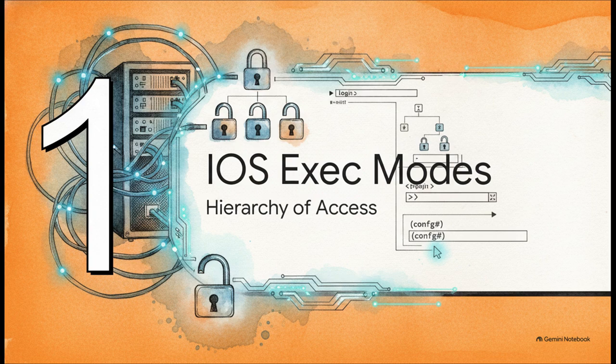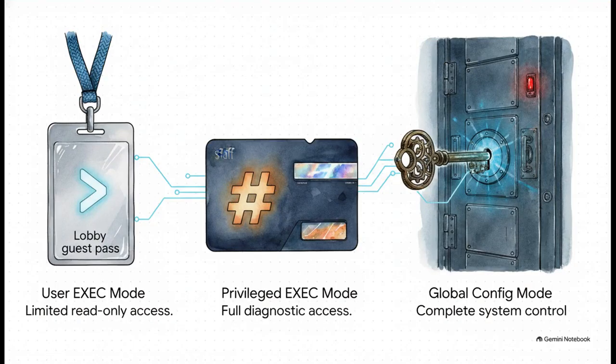Section 1. Mastering IOS exec modes. Okay, so think of user exec mode, the one indicated by that simple greater than symbol, as your lobby guest pass. It gives you very limited read-only access. Now, privileged exec, represented by the hash or pound sign, that's your staff badge. That grants you full diagnostic access so you can see what's actually going on under the hood. And if you need to actually change how the device operates, well, that requires global config mode, which is basically the master key to the whole server room.